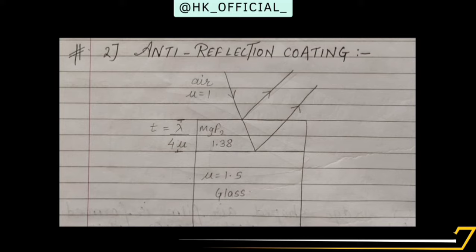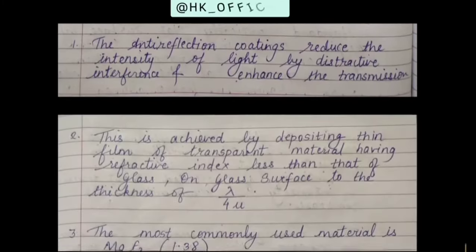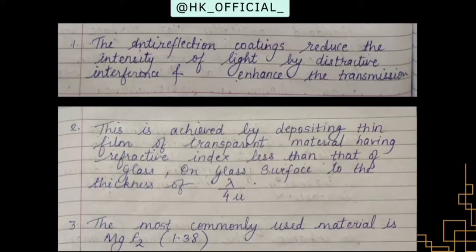Now let us see what theory we have to write in this. The first point: the anti-reflection coatings reduce the intensity of reflected light by destructive interference and enhance the transmission. What it enhances? It enhances the transmission instead of reflection and refraction. This is achieved by depositing a thin film of transparent material having a refractive index less than that of glass. This is a very important condition, that the refractive index of any material which we are using, here we are using MgF2, but any material which we have to use in this anti-reflection coating, its refractive index must be less than glass. That is the main point.